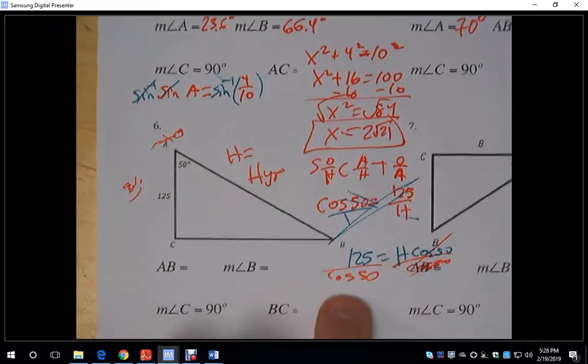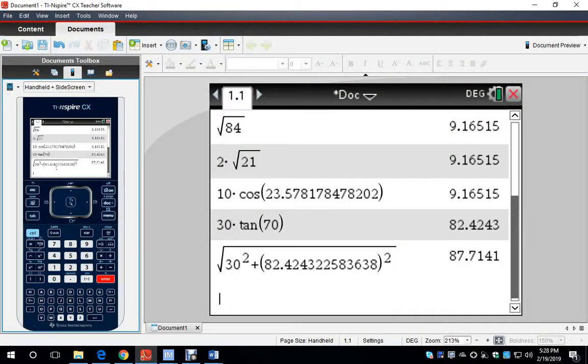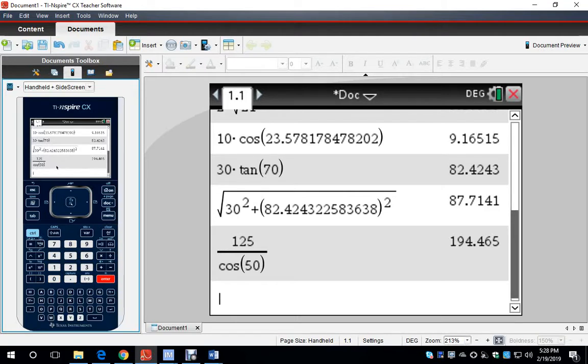And then throw that in our calculator, and that will give us this length here. So I have 125 divided by cosine of 50. And that gives us 194.5.